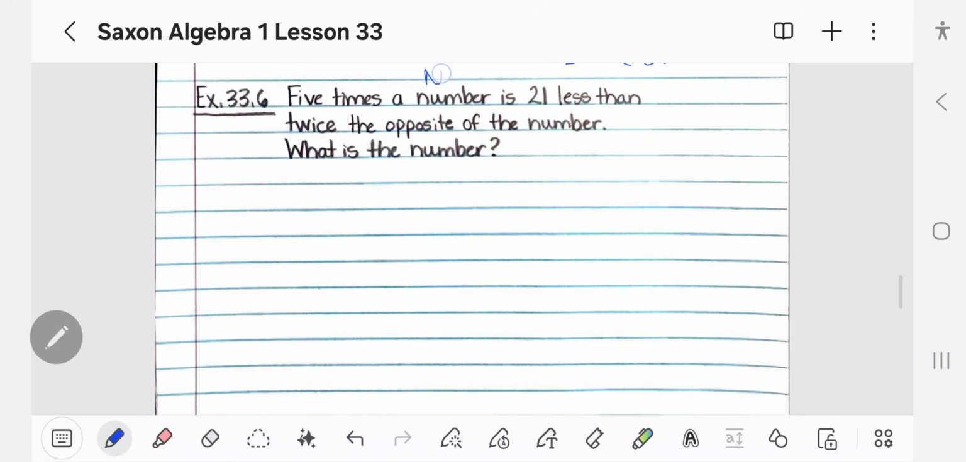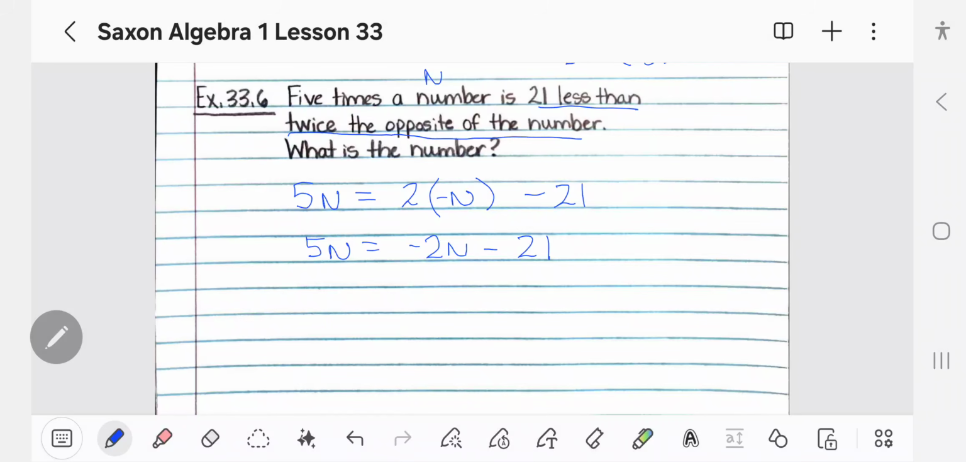The number is going to be n. 5 times a number is 21 less than. Now remember, it's not this, okay? If you're doing 21 less than, you have to subtract 21 from it. 21 less than twice the opposite of the number. So let's simplify that a little bit. 5n is equal to, I would change that to negative 2n, because remember there's a 1 here, so that's just negative 1 times 2, which is negative 2, and then times n.